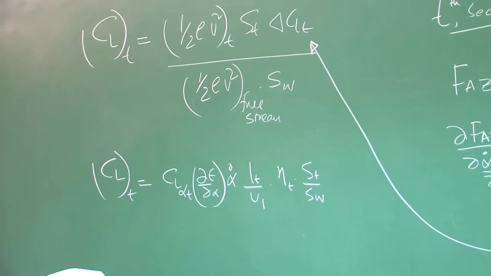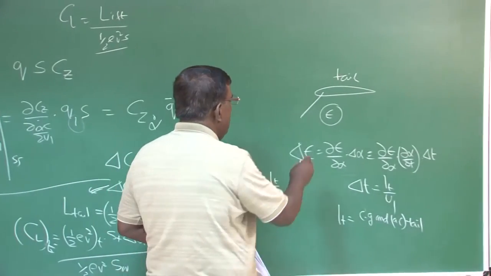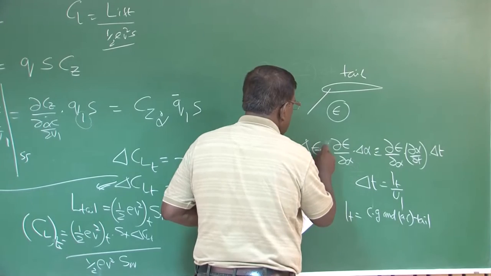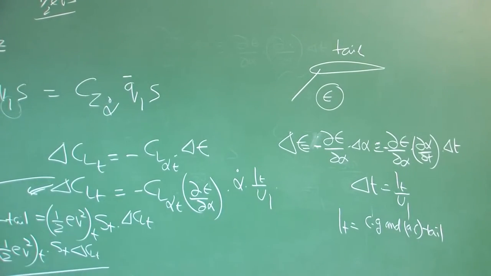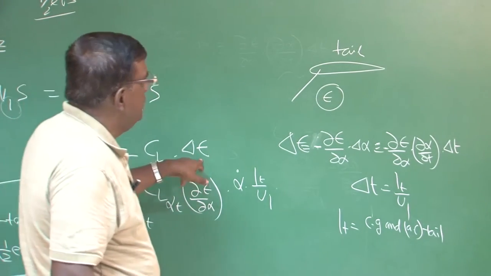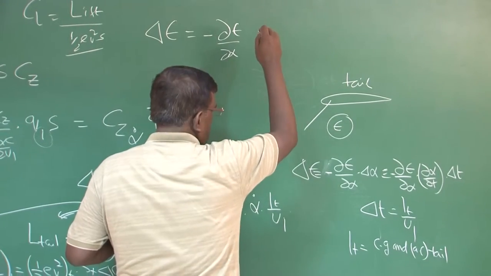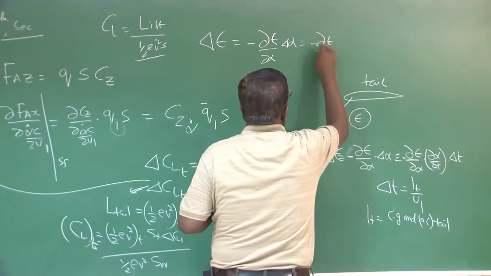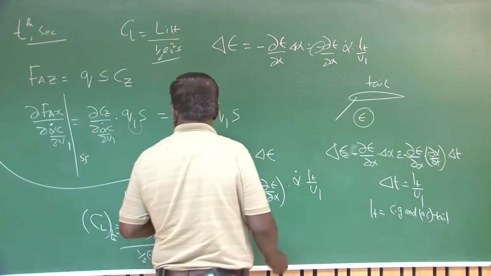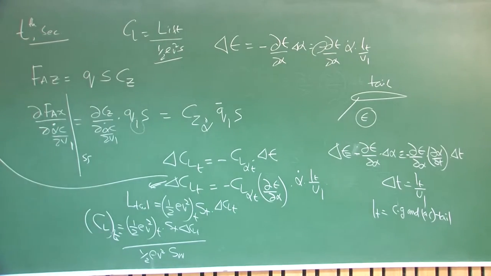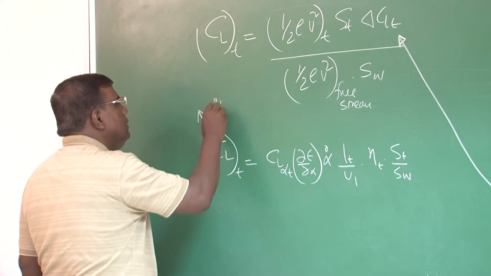You may be wondering where this minus sign has gone, right? Please understand, the expression of delta epsilon had a minus sign, which I missed here. There's a minus sign here, a reduction, and that is how the minus sign got absorbed. Clear? This delta epsilon, if you see earlier, I had just shown that, is minus d epsilon by d alpha into delta alpha, which is minus d epsilon by d alpha into alpha dot into LT by U1. And this minus sign and this minus sign get canceled, and you get an expression like this. Now, please understand, this CLT is due to alpha dot. Okay? That is very important.